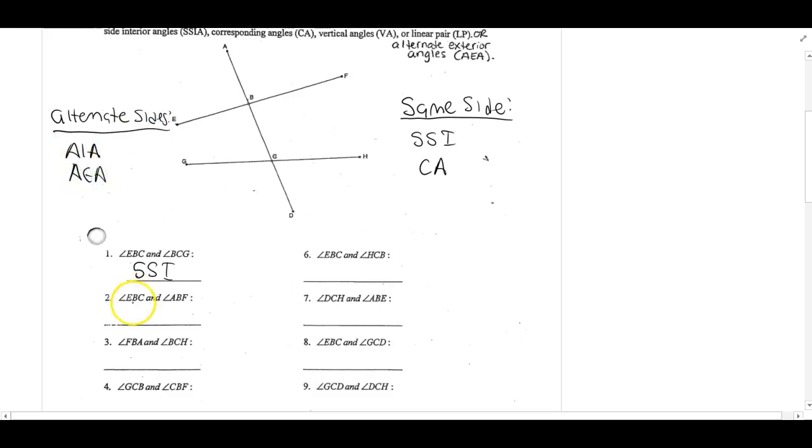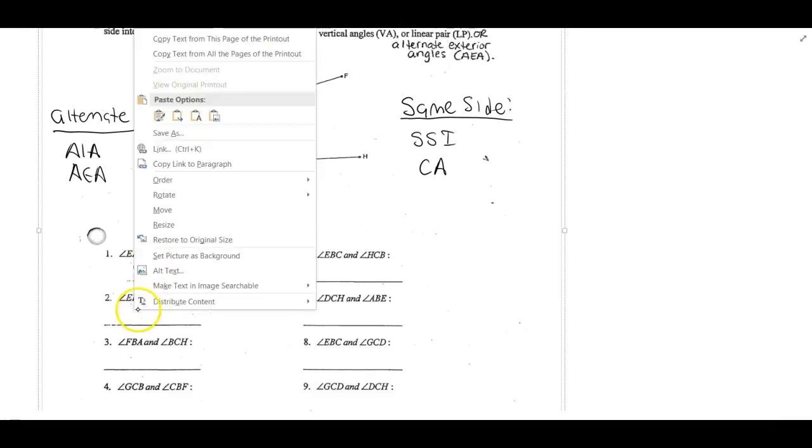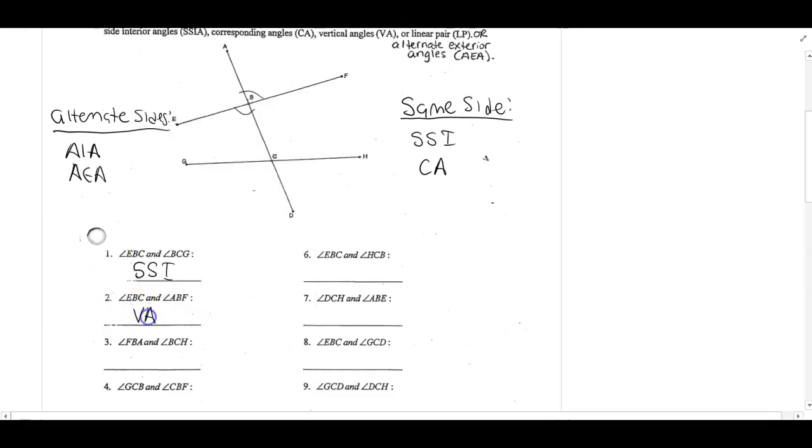And so if we go to the next couple, EBC and ABF, we have EBC, we have ABF. In this case, that's going to be neither of these examples, because this is only occurring with two lines in total, not three. And so with the two lines, these are going to be non-adjacent angles. We're going to call this a pair of vertical angles.